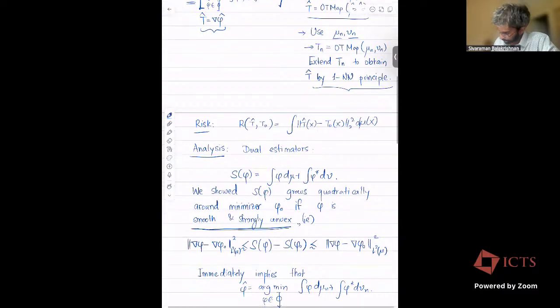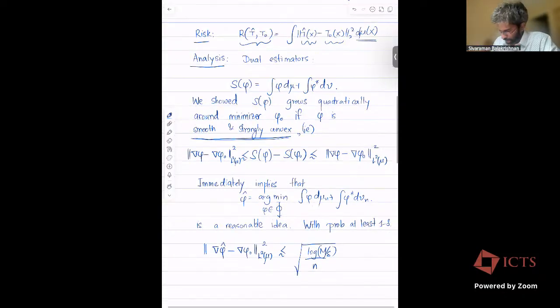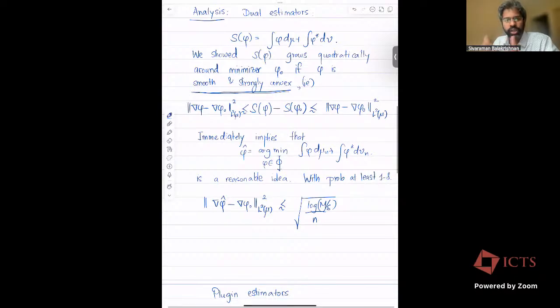We then talked about how would we measure if we've done a good job. So we defined some sort of risk function. So the risk is just how far is your guess from the truth integrated against the measure mu. So it's some average squared distance between your transport map estimate and the true transport map. And then we saw some concrete analyses.